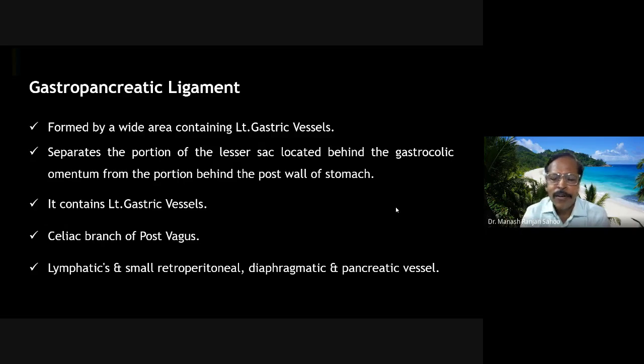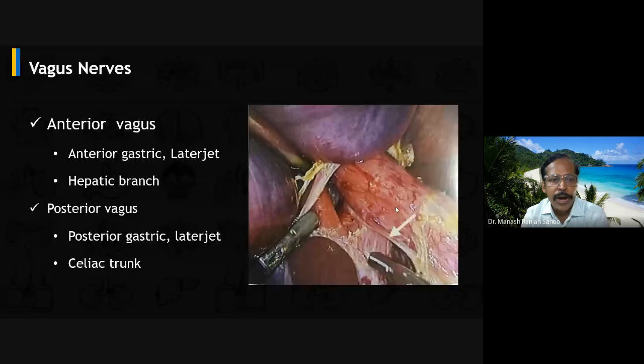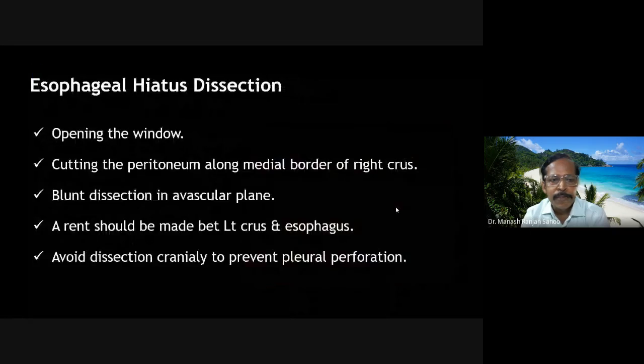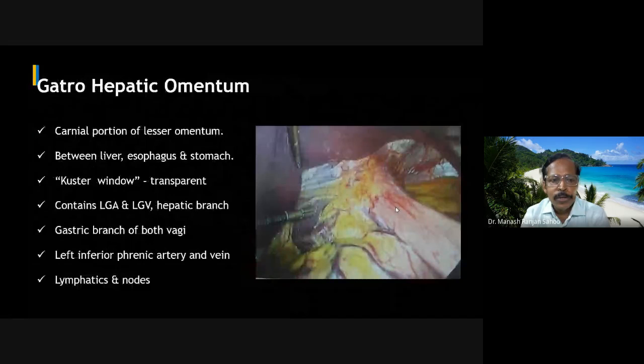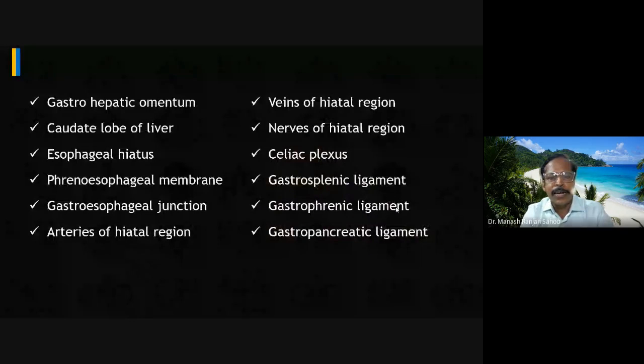So in fact, what is more important in this anatomy, if we just recapitulate to my initial first slide. Out of this host of structures that you encounter, the first and most important is the gastrohepatic omentum, that's the Custer's window. Once you open it up, you encounter the caudate lobe of the liver. Then you go into the esophageal hiatus, that's the junction between the right crus and the esophagus, the cruroesophageal junction, that's the entry into the esophageal hiatus.